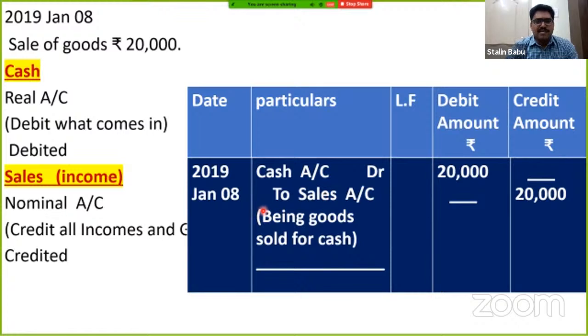So write the description. What is the description? Narration: being goods sold for cash.